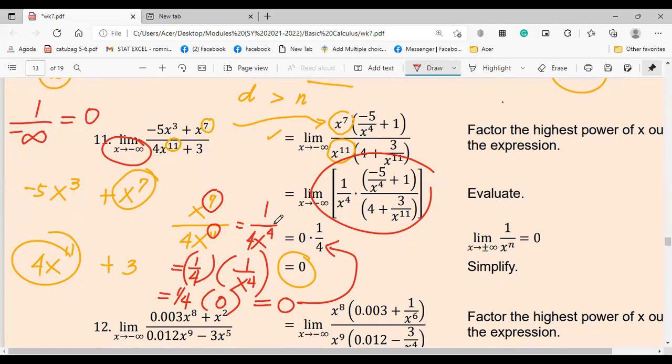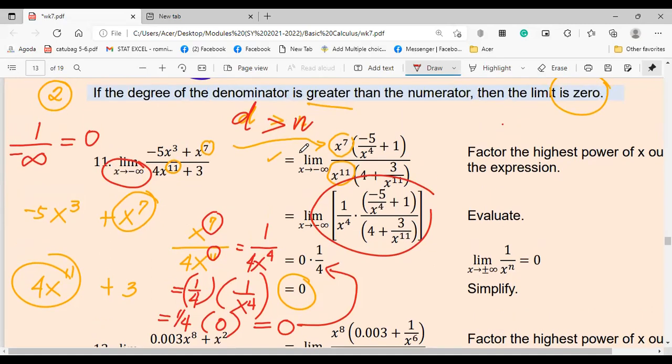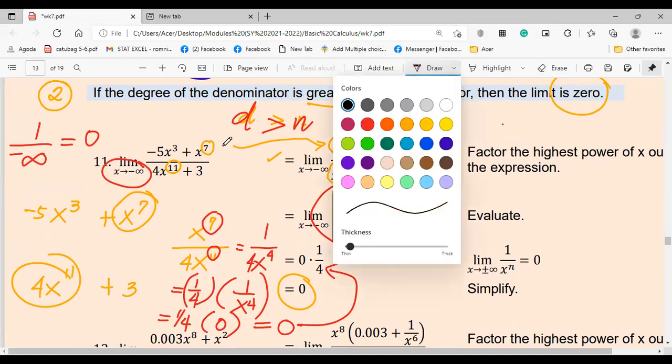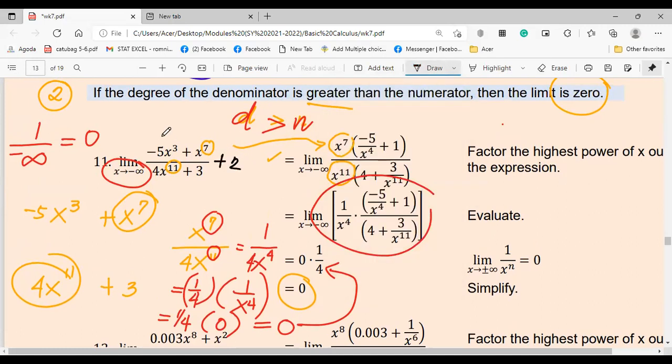Tignan mo lang ang denominator. Tignan mo ang numerator. Mas malaki ang denominator kaysa numerator when it comes to the exponent, highest, or the degree. 0 lang daw yan, sabi niya. Pero, pakatandaan, paano kung halimbawa nagdagdag ako ng isang number dito? Paano kung nag-plus ako ng 2 dito?